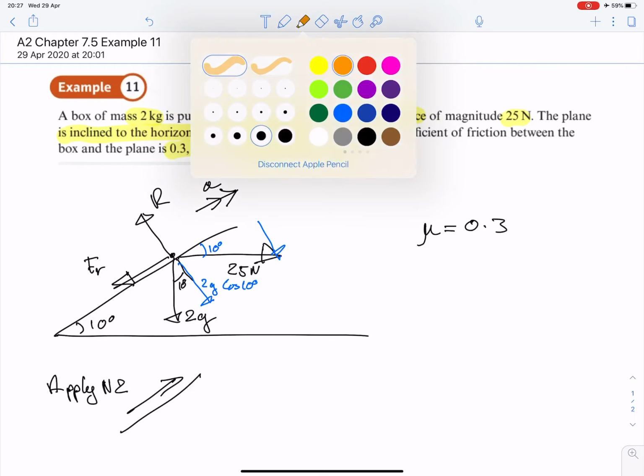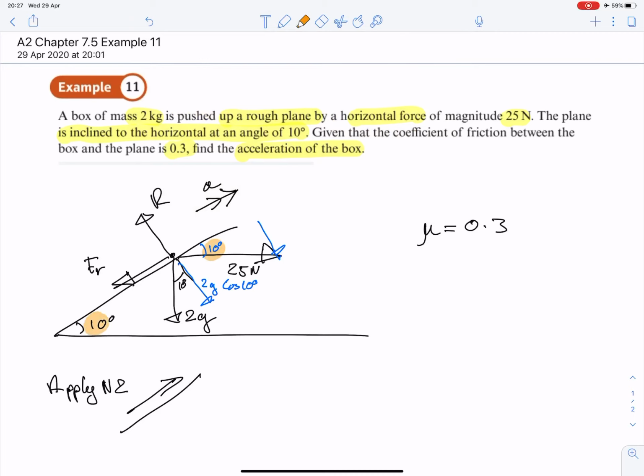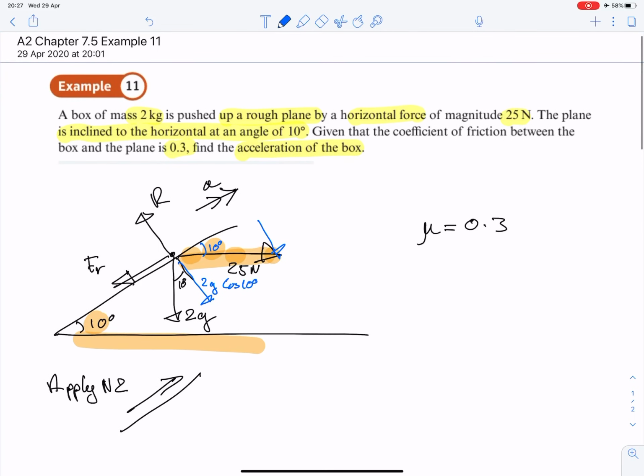And similarly here, the angle in here will also be 10 degrees, because these two are corresponding, because those two lines are parallel. Opposite then. So this will be opposite the angle, so it's going to be sine. So this will be 25, opposite is sine of 10.